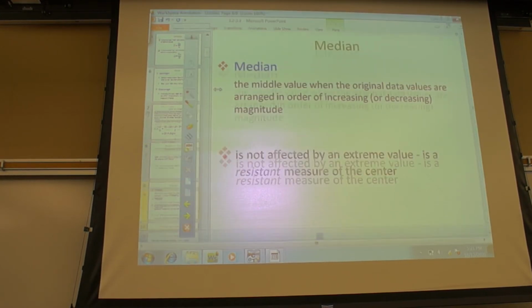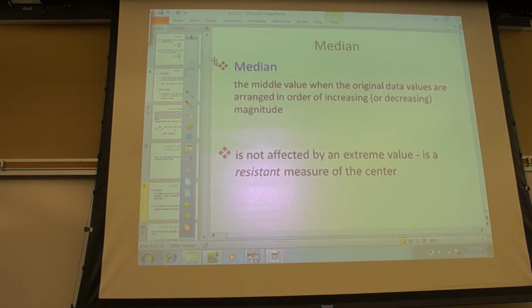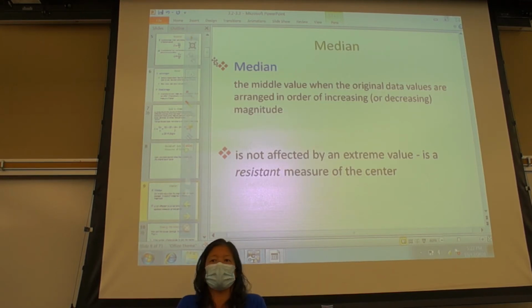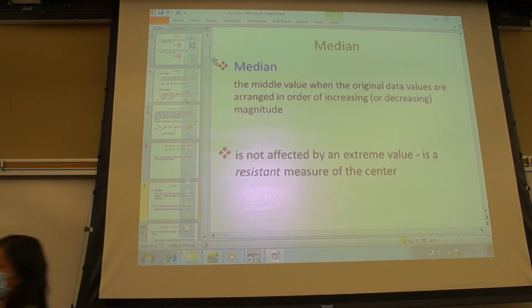Median. What am I reading? Oh, good. The middle value when the original data values are arranged in order of increasing or decreasing magnitude. It is not affected by an extreme value, so it is a resistant measure of the center. Perfect, thank you. In other words, it doesn't matter whether the last value is 100 or 100 million. My median is still going to stay the same. It doesn't get shifted or pulled by an extreme outlier. It's resistant to outliers.